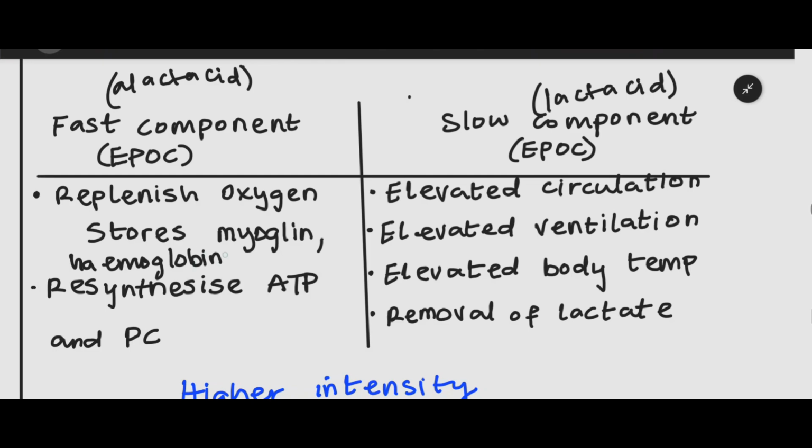If you're not familiar with hemoglobin, watch the previous video where we spoke about the components of blood. Hemoglobin is a component of blood which carries oxygen. So oxygen stores are replenished in the fast component of EPOC, and also ATP and PC levels are resynthesized. Next, we have the slow component of EPOC, and what happens is that you experience elevated circulation, elevated ventilation, elevated body temperature, and lactic acid gets removed from the body.